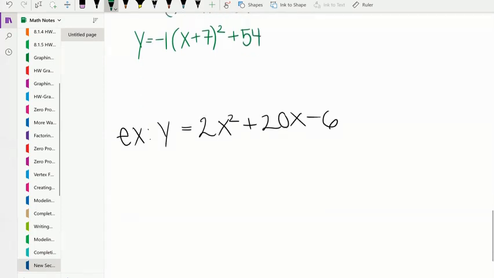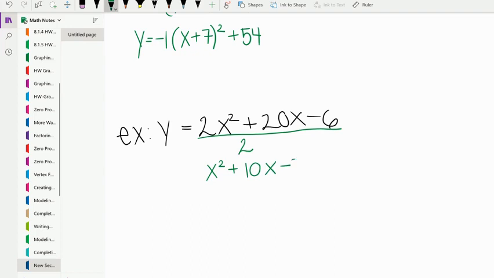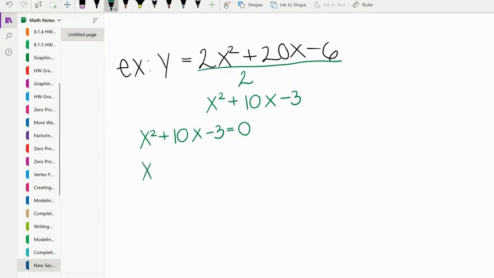Okay. Last example here. So again, a is not equal to 1. So when it's not equal to 1, you have to make it equal to 1. So in order to do that on this one, we would just divide by 2. So then we would get x squared plus 10x minus 3. So now we have x squared plus 10x minus 3 equals 0. From there, you move that c value over, so you get x squared plus 10x plus blank. If we add -3 to the other side, it becomes positive 3 plus blank.